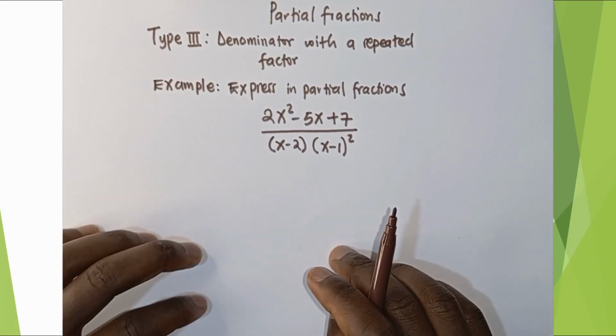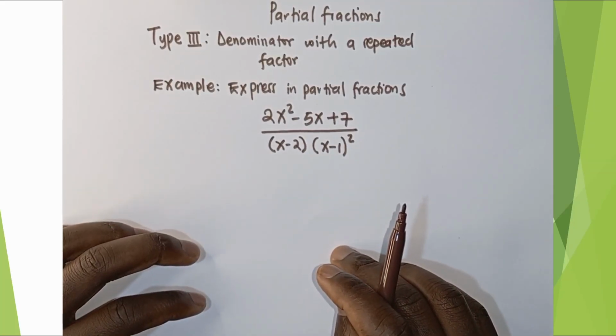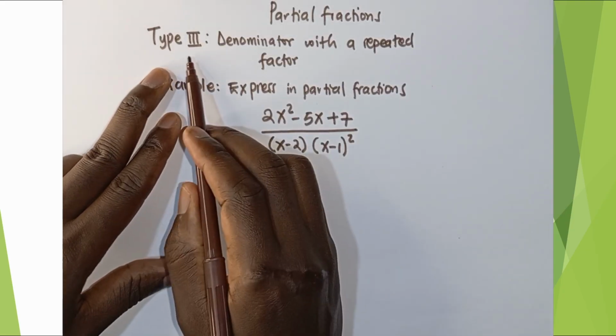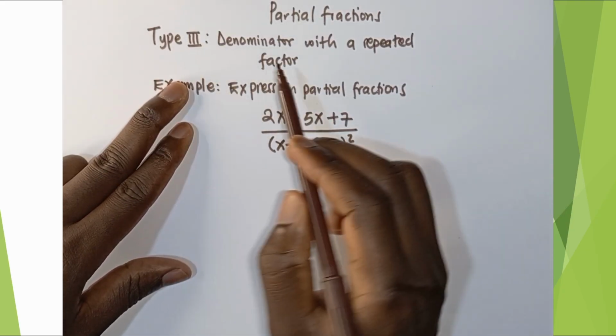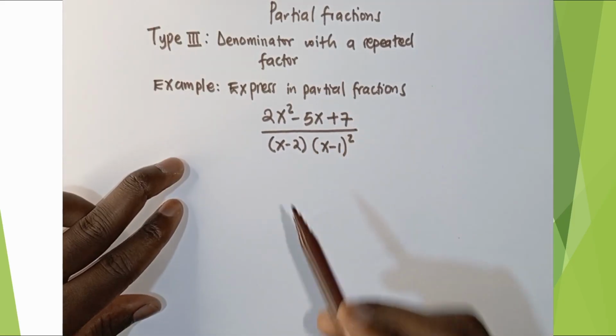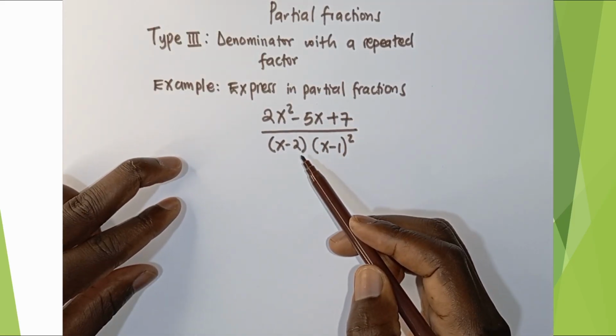In this video, we are going to look at partial fractions, specifically type 3. We are going to look at type 3, denominator with a repeated factor. What do we mean by denominator with a repeated factor?